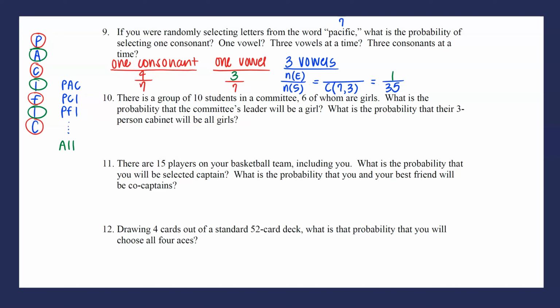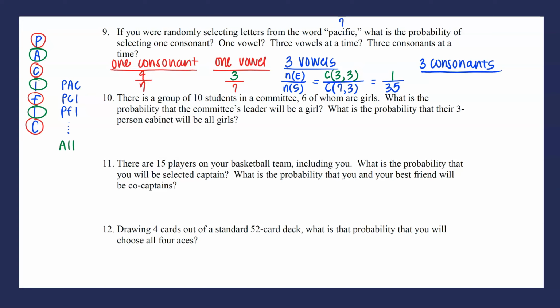Again, if you want to use a combination to verify that 1 is the correct answer, we know that we can use a combination. Of the total 3 vowels that I have, how many different ways can I select 3 of them? That would be the combination of 3, 3, which would also equal just 1. And lastly, 3 consonants. I'm also no longer doing a single selection here.